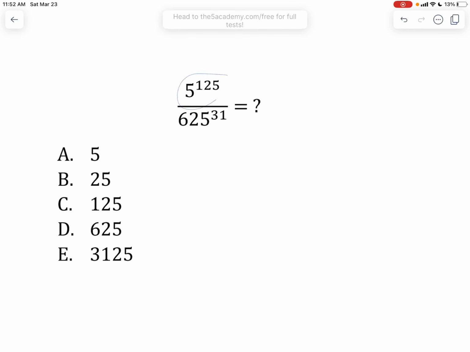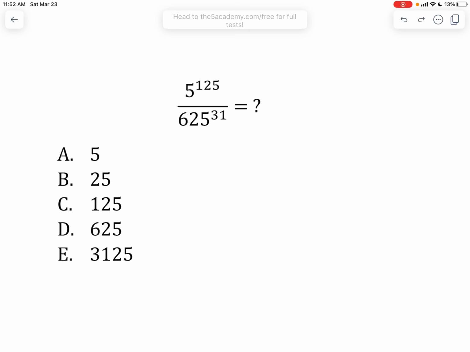In this problem, 5 to the 125 is being divided by 625 to the 31. Okay, so how do you do this problem? Most straightforward approach is just to plug this into your calculator and divide it by this. But I think most calculators, they will not actually be able to take these numbers that are this big. It's like something times 10 to the 87th or something like that. So for a lot of calculators, that's just too big. It's not going to be able to process that. So you can't just plug it in and find the answer for most calculators, I think.